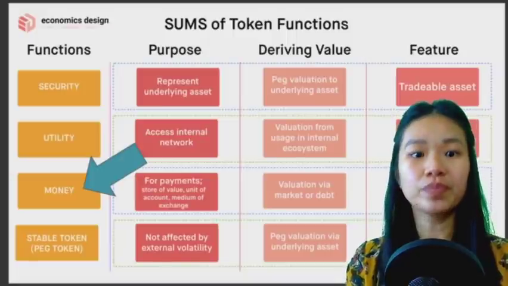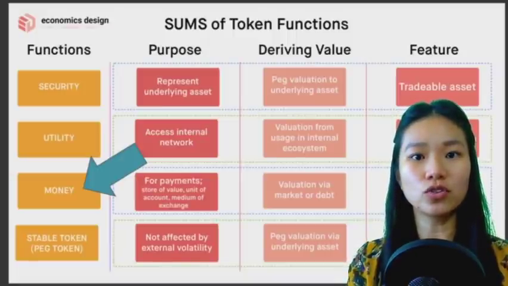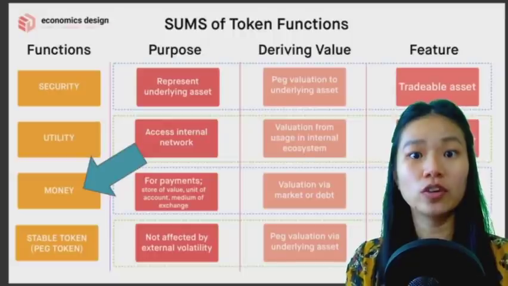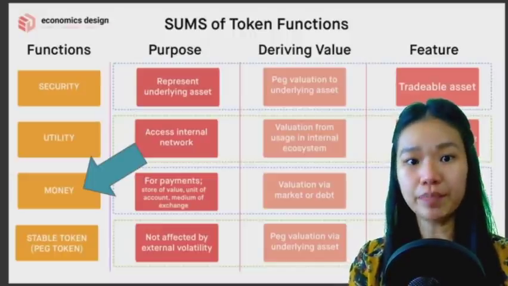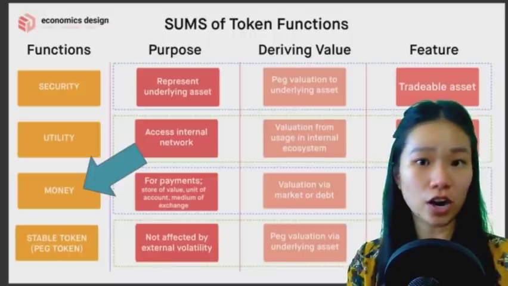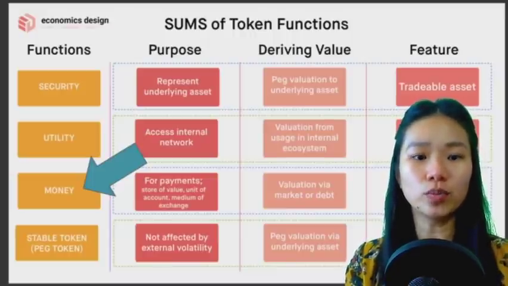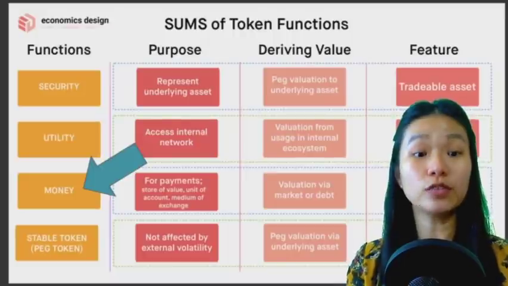Second is a utility. A utility is something that is used to access the internal network. This is very important because the value of these utility tokens comes from within the internal network. And then we have money, M. Money is basically currency. It's money to be used to make payments. This is where Ampleforth falls in, which is the money function.